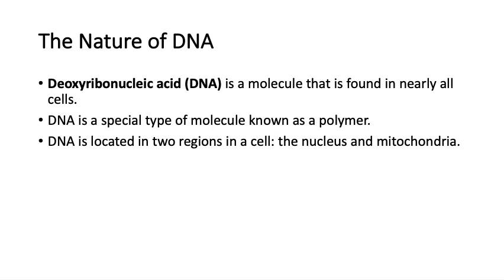Next, let us have a review regarding the nature of DNA. DNA is a molecule that is found in nearly all cells. Notable exceptions are red blood cells, which have no nucleus. DNA is a special type of molecule known as a polymer, which is a molecule made up of repeating simpler units called monomers. DNA is located in two regions in a cell. First is the nucleus, and second would be the mitochondria. Both can be used in DNA typing.